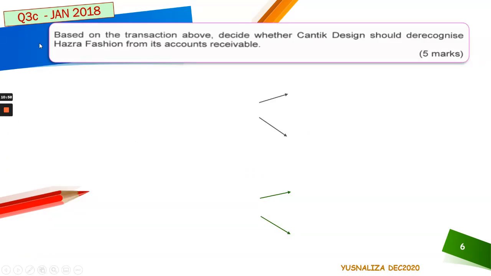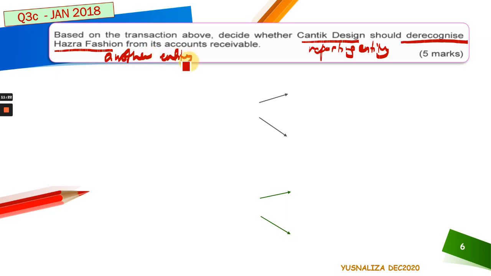Next. Based on the transactions above, you are to decide whether Chanti Design, which is a reporting entity, should recognize Hazra Fashion, which is another entity, as an account receivable, and this refers to a financial asset, account receivable.